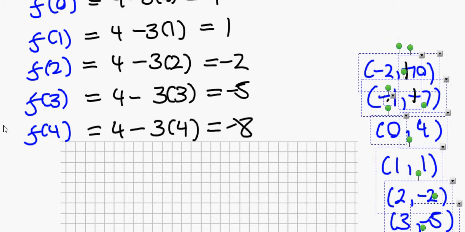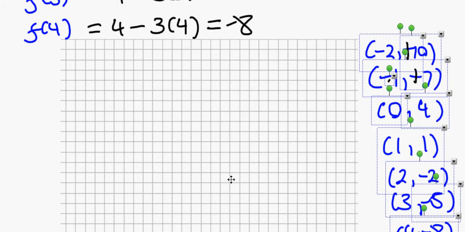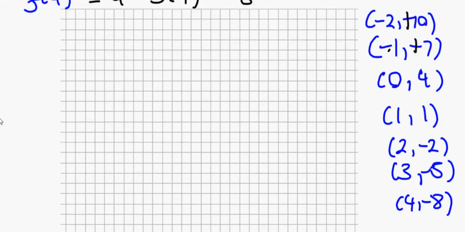Going to move them down so we know what we're drawing. Okay, so here we go. The y-axis has a maximum value of 10 and a minimum value of minus 8. So we have to go from 10 all the way down to minus 8. So each block should be worth 1, because we're going to need 10 above and 8 below.